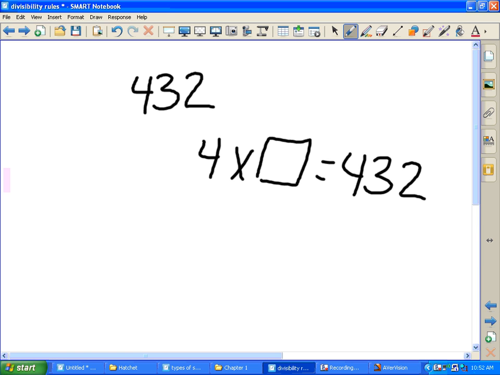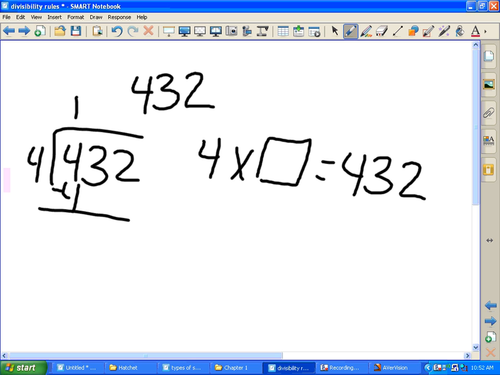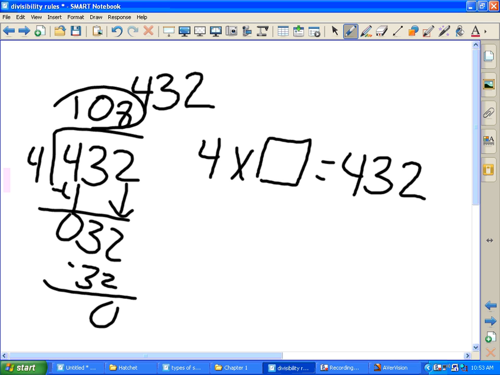So without doing any work, I know that this number is divisible by 2. I know this number is divisible by 3. I know it's divisible by 9. I know it's divisible by 6. I know it's divisible by 4 without doing anything. Now, let's check. I said it was divisible by 4, so let's check. That's 1, that's 4, that's 0 left over, that's a 3, so that's a 0. Then that's a 2, that's 8, that's 32, that's 0 left over. So 108 times 4, and I was correct. It's divisible by 4.